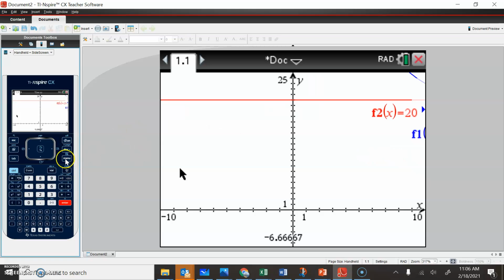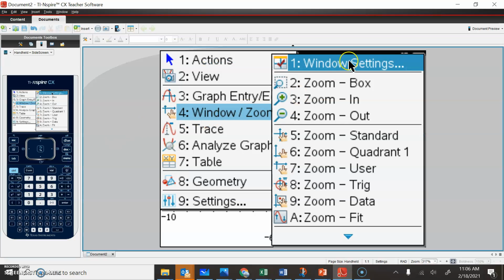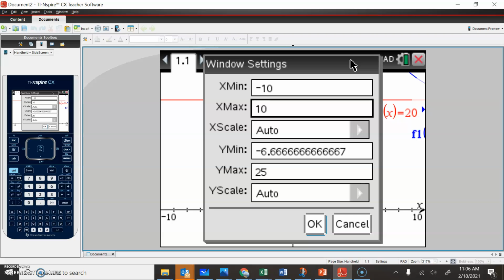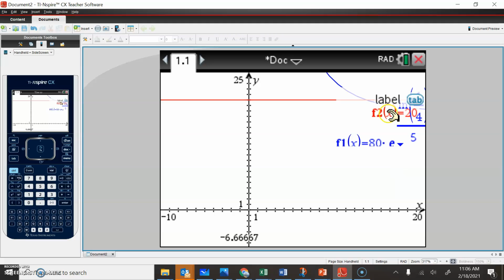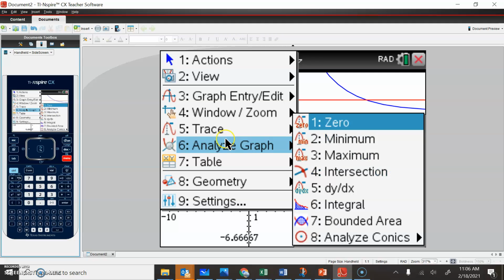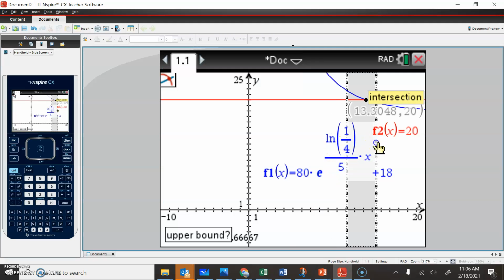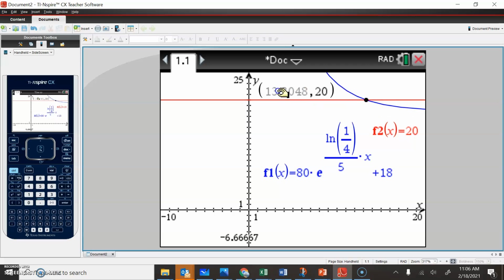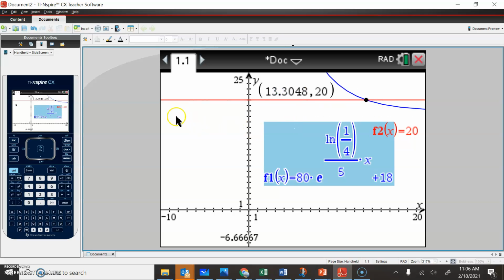Now I can't see where they intersect, so I'm going to change my window so I can see where they intersect. Now I can see where they intersect. In case you missed it, the mistake I made was I entered my equation wrong. I forgot the plus 18. So now I've got the correct equations, find out where they intersect. And it looks like it takes 13.305 minutes for my egg to cool to a temperature that I like it, which actually I think is too cold, but that's okay.